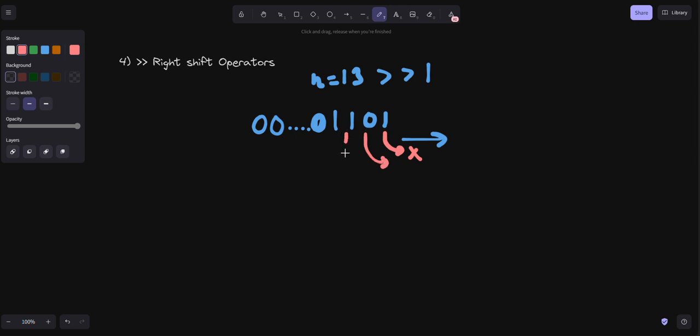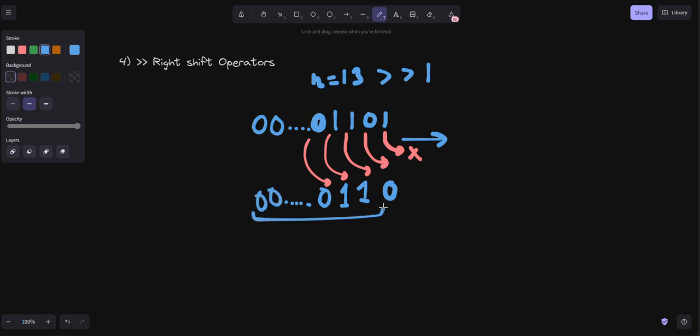This will move here, this will move one step to the right, this will move here, this will move here, right? So let's make the right shift. With this place, this will come here, 0 will come here, 1 will come here, this one will come here, and this will also be 0 0. So this will be the new one.